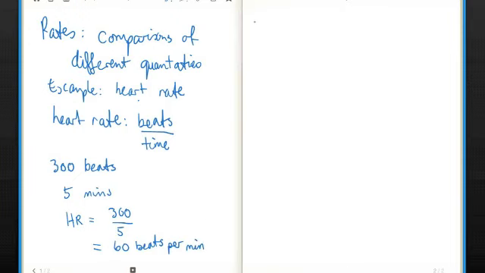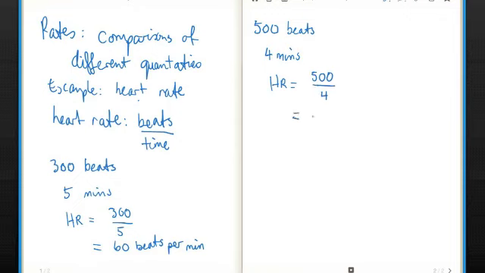What about if we decided to do some exercise? Obviously, our heart rate's going to increase, so we might get 500 beats in 4 minutes. Therefore, our heart rate is going to equal 500 divided by 4, which we know is 125 beats per minute. Now, that's an example, and a very, very basic example, of a rate.